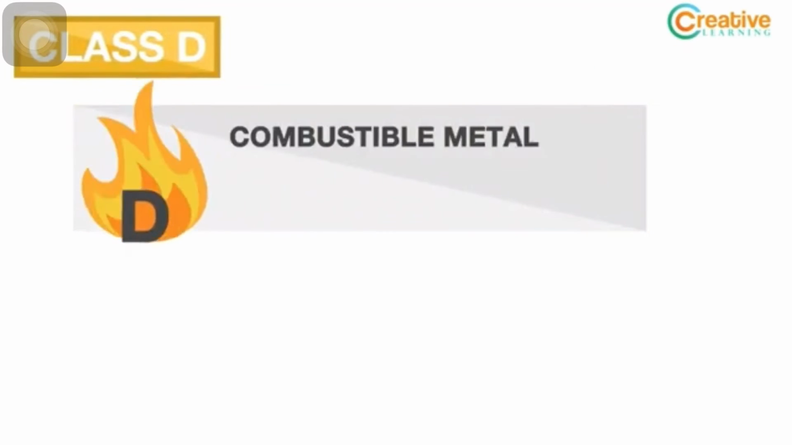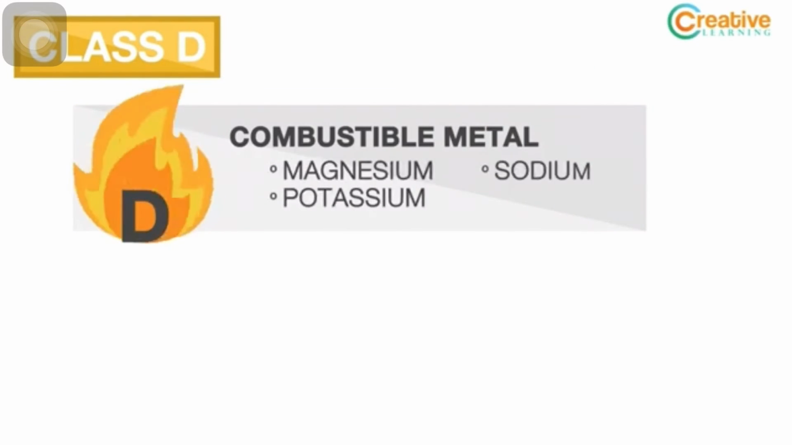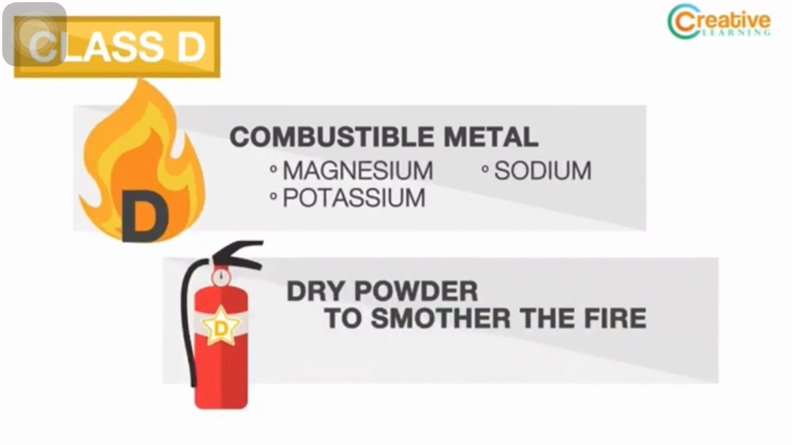A Class D fire occurs when the fuel is a combustible metal. A Class D fire extinguisher contains dry powder to smother the fire.